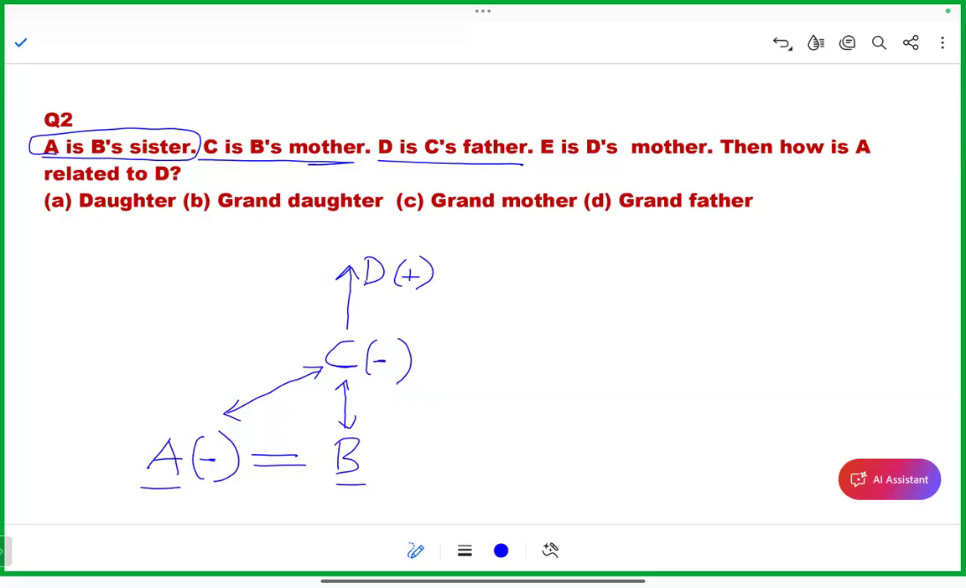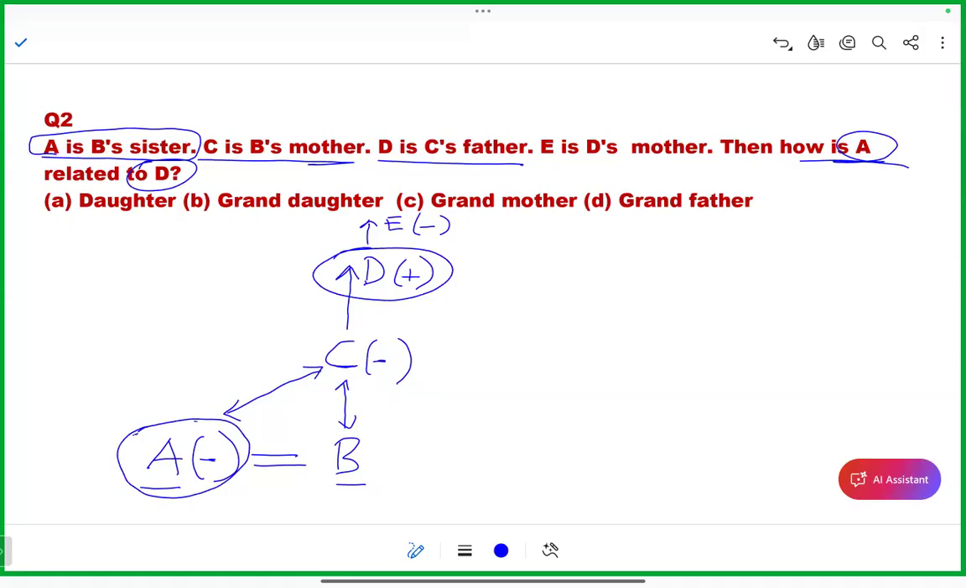Now E is D's brother. That's it. Now how is A related to D? How is A related to D?